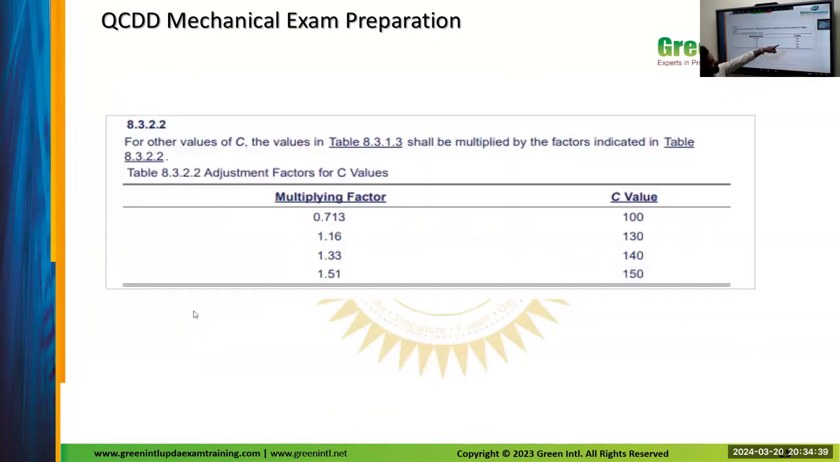Here, if the value of C is 100, we have to multiply those factors with 0.713. If it is 130 and so on, you don't have to memorize these values. I'm just giving them for understanding. They will not ask you any problematic question regarding this.